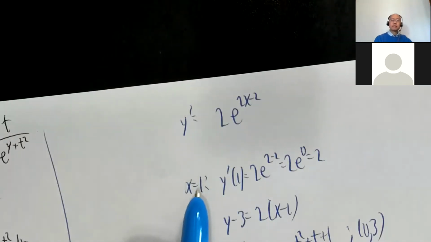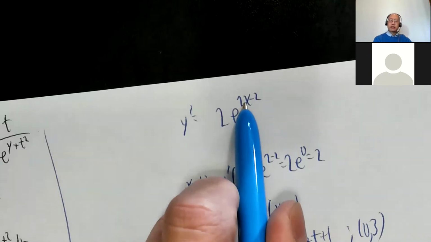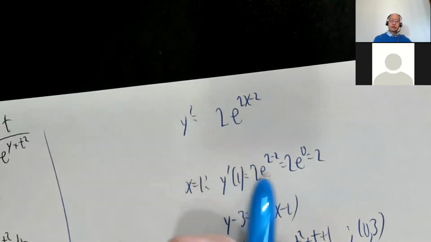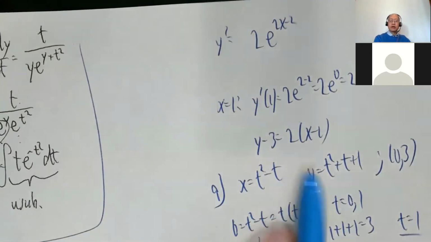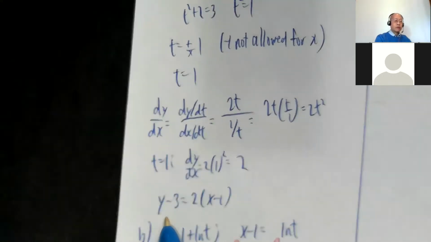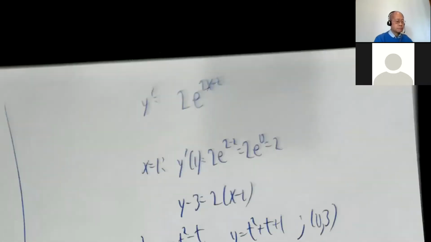And I'm plugging x equals 1. So put a 1 there, I get 2 minus 2 is 0, e to the 0 is 1, so 2. So of course you get the same answer. y minus 3 equals 2 times x minus 1, and that's exactly what we got way over here. Okay.